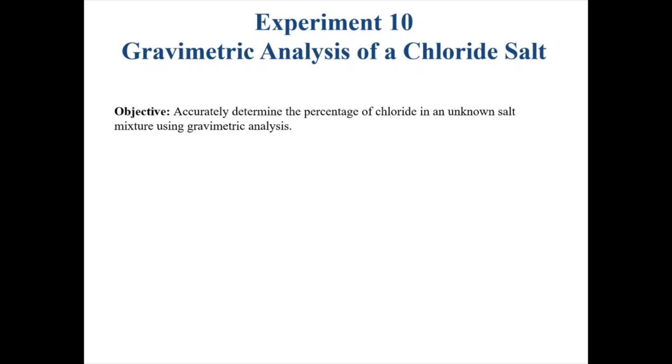In this video, we're going to explore experiment 10, which is the gravimetric analysis of a chloride salt. So your goal in this experiment is to accurately determine the percentage of chloride in an unknown salt. And we're going to use a process called gravimetric analysis.